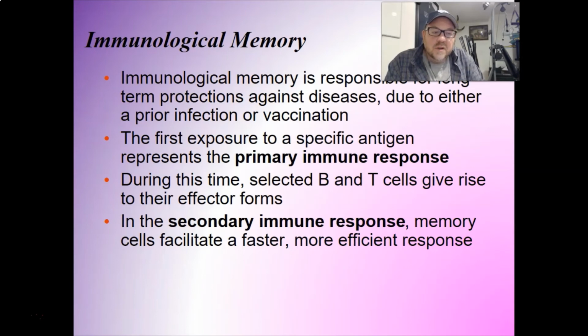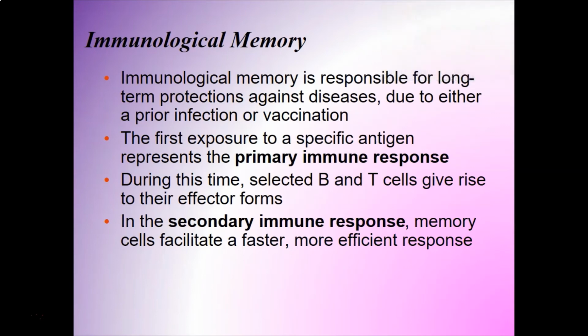Okay, and the first exposure to a specific antigen, that represents the primary immune response. And this could take a while, okay, until your body learns it and starts to fight it off, and you might be sick for a little while, or have symptoms of fighting the pathogen. During this time, selected B and T cells give rise to their effector forms. And then in the secondary immune response, in other words, you've already fought this battle and won, and now if you get infected with that same pathogen, well now your response is going to be way faster and much more efficient, okay?